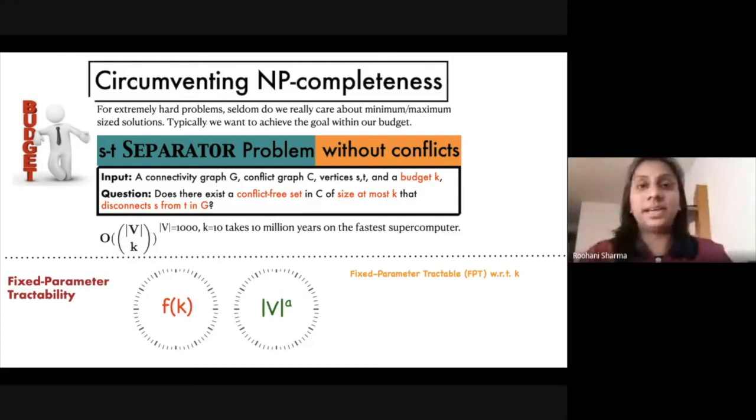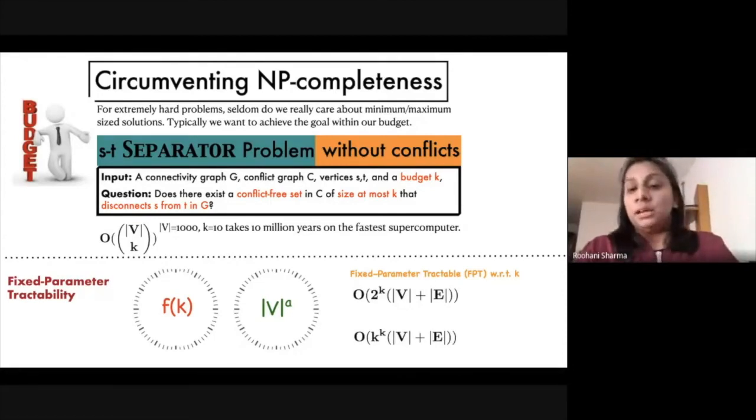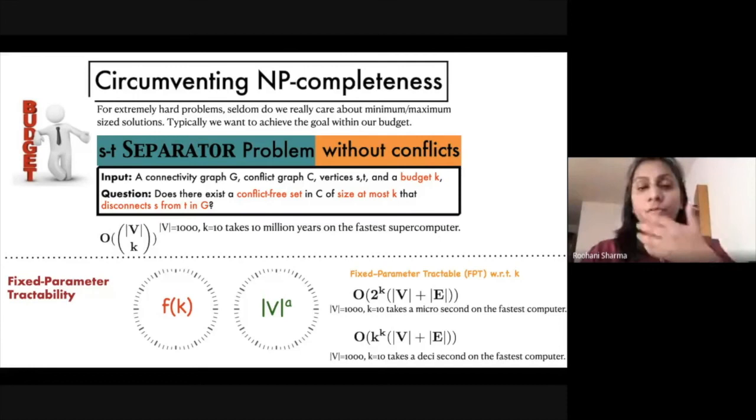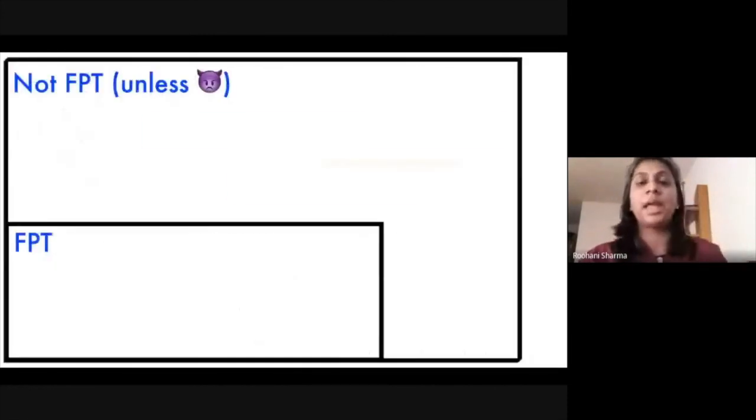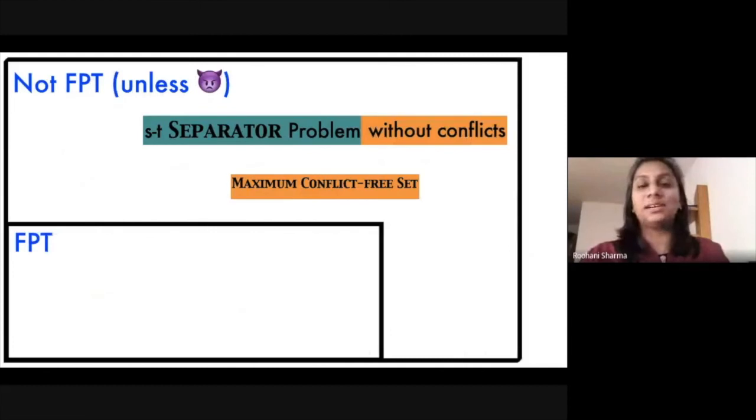So typically we're interested in running times which depend exponentially on K, but only polynomially on the input size. For example, some nice running times of this form would be this one, which is linear in the input and an exponential function of K. And if you compare this kind of algorithm with a 2 power K kind of algorithm, this takes just a microsecond on the fastest computer. So now we're interested in designing fixed parameter tractable algorithms for this ST separator problem. And as it turns out, both these problems cannot be FPT unless again something bad happens.